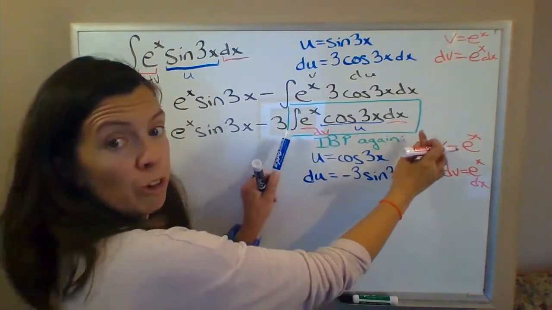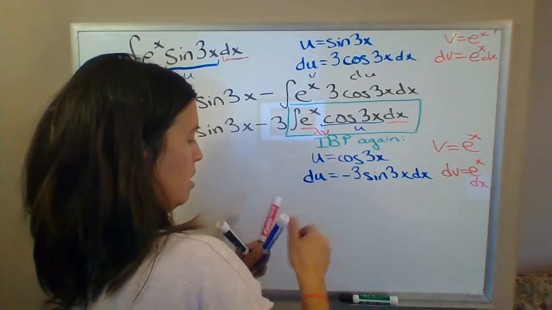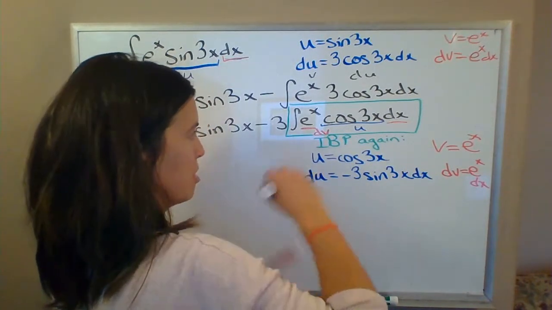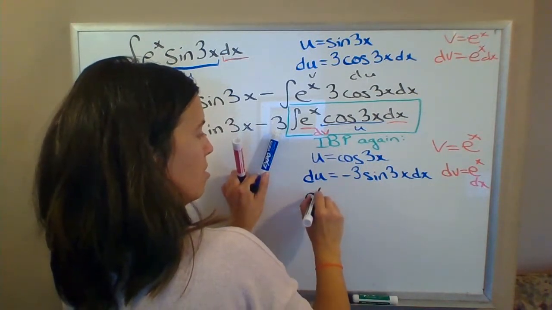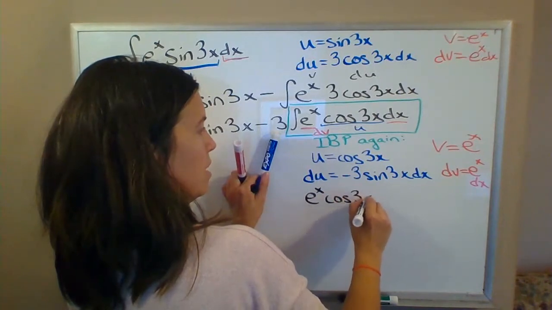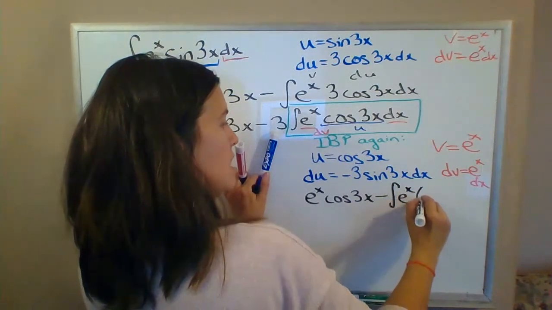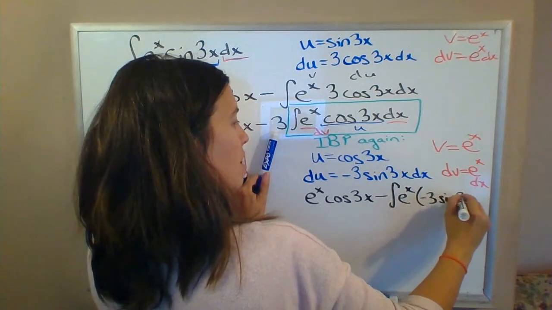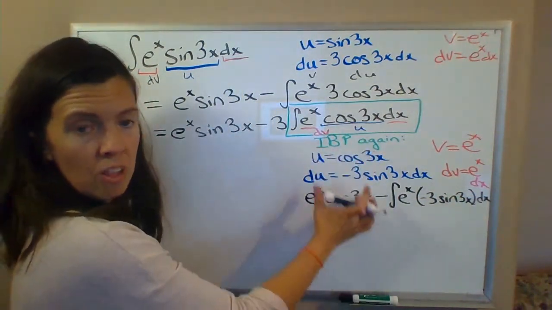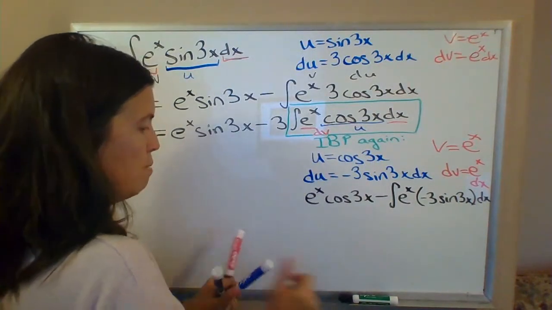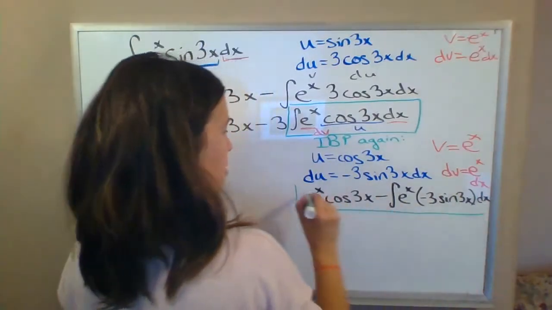And so for this integral that I boxed in green here, we will have u times v, so again, I'm going to put the e to the x in front, cosine of 3x, minus the integral of v times du, negative 3 sine of 3x dx. Now that's just for this integral that I drew the green box around. So this is equal to all of this.